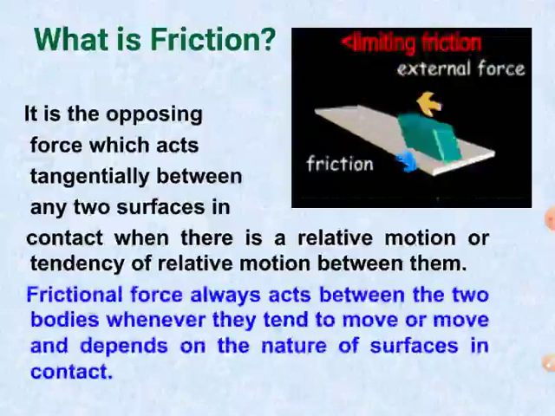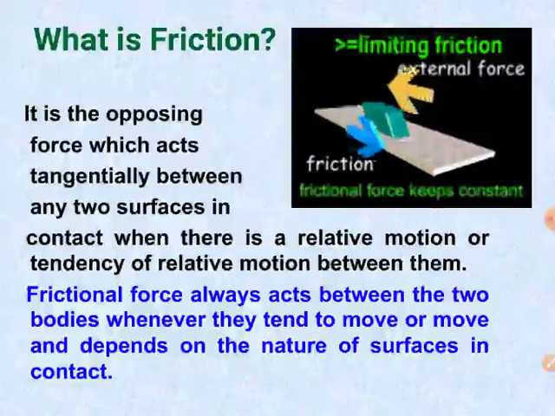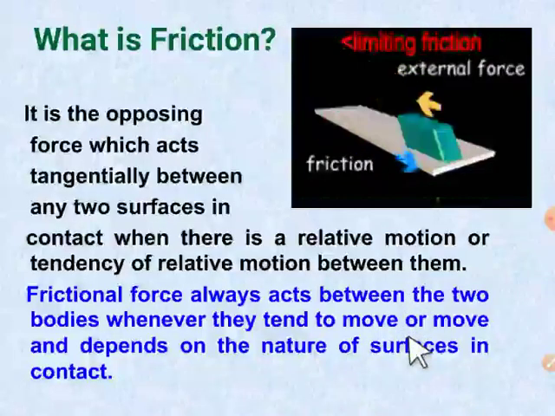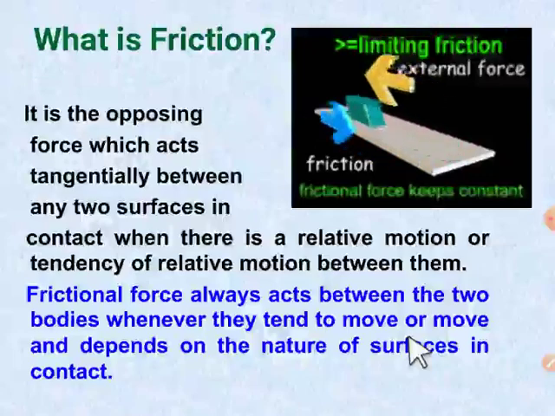Now, this frictional force always acts between the two bodies whenever they tend to move, and depends upon the nature of the surfaces in contact. That means the state of roughness of the two surfaces in contact.